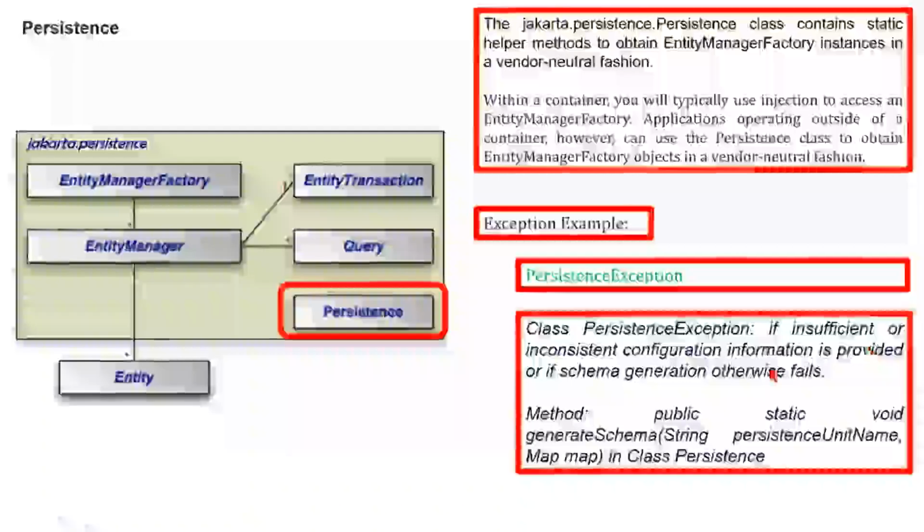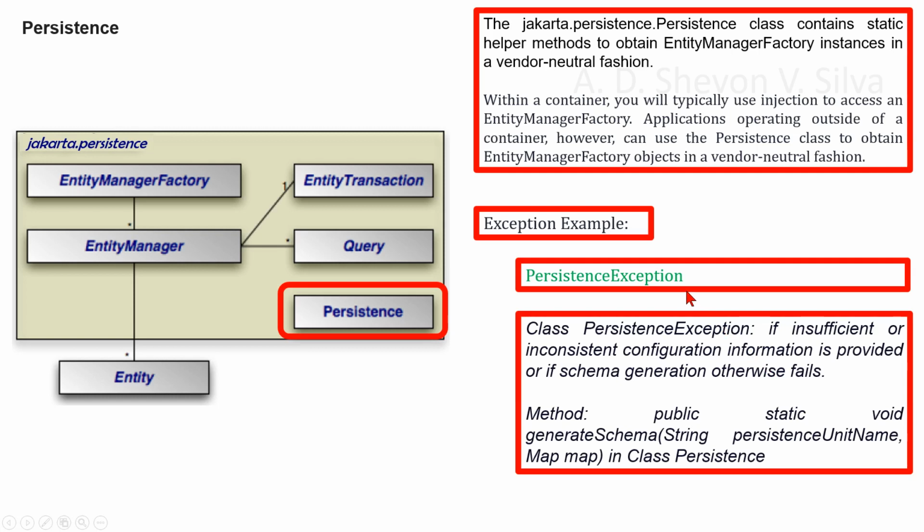An example, we can consider PersistenceException. If insufficient or inconsistent configuration information is provided, or if schema generation otherwise fails in method generateSchema(String persistenceUnitName, Map map) in class Persistence.